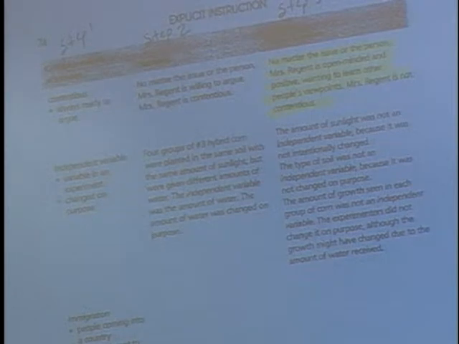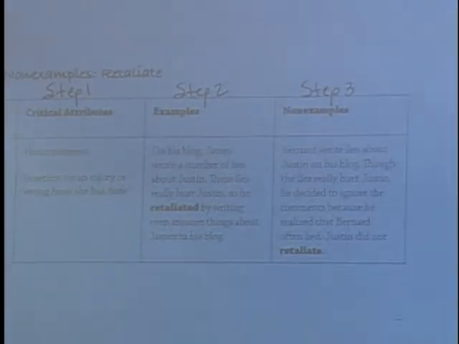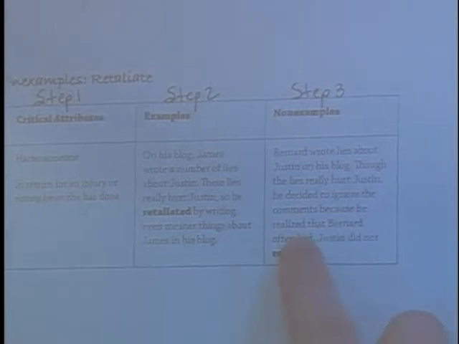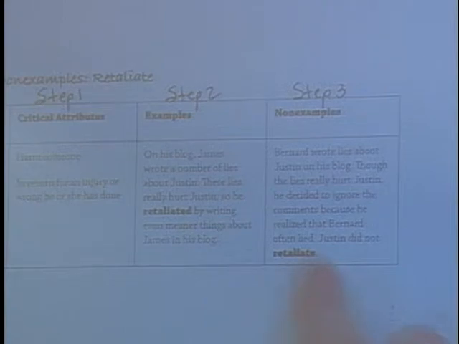So let me go back to my retaliate one more time. Okay, so here's my example for the word retaliate. On his blog, James wrote a number of lies about Justin. These lies really hurt Justin, so he retaliated by writing even meaner things about James in his blog. So here's my non-example. Bernard wrote lies about Justin on his blog. Though the lies really hurt Justin, he decided to ignore the comments because he realized that Bernard often lied. Justin did not retaliate.